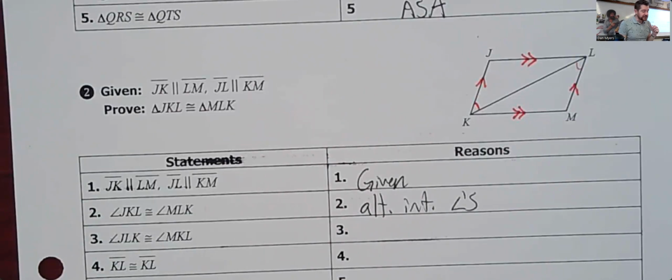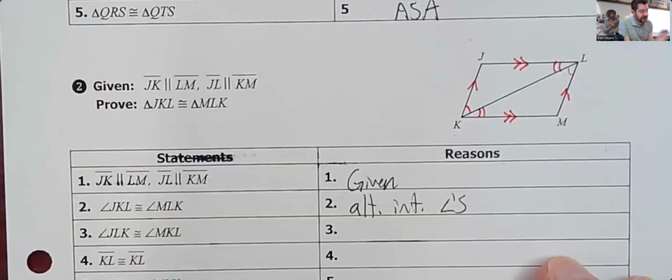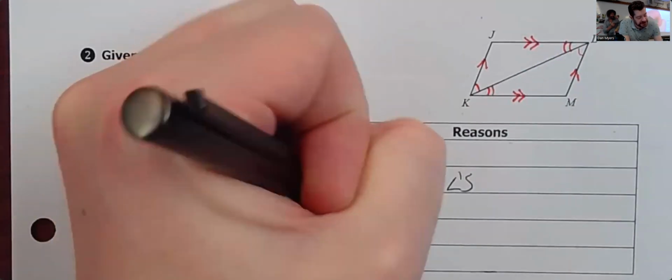Next one, angle JLK. So JLK, that's this one up here, is congruent to angle MKL down there. What's our reason? Alternate interior, yeah, it's the same. There are two sets of alternate interior angles here, and we just showed that both of them were congruent to each other. So again, alternate interior angles.